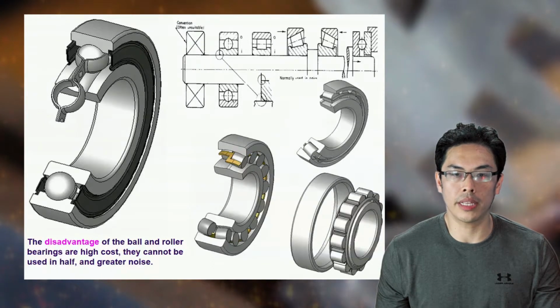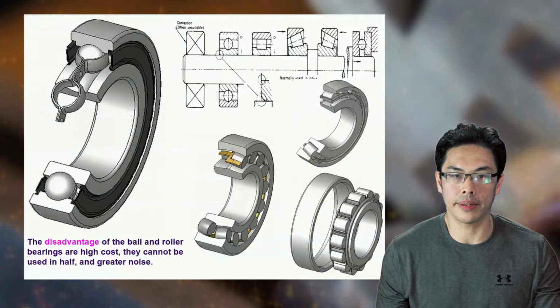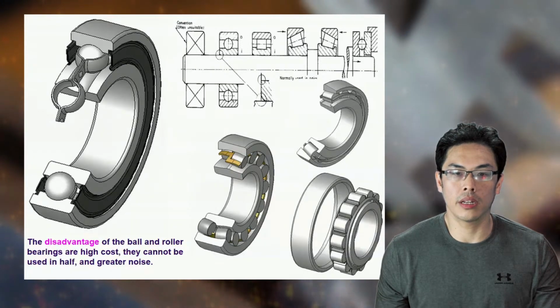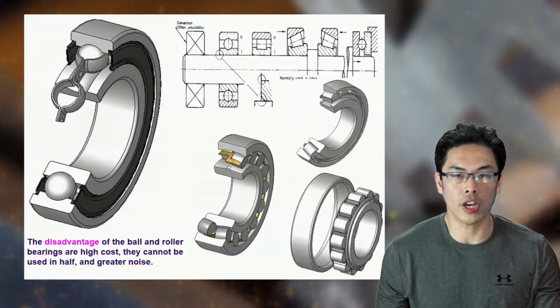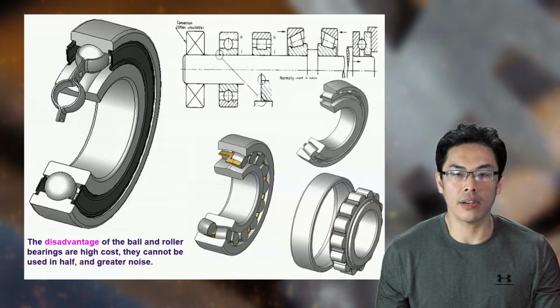Cage separates the balls or rollers from one another. The disadvantages of the ball and the roller bearings are high cost. They cannot be used in harsh conditions and produce greater noise.